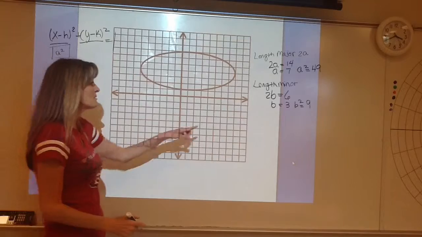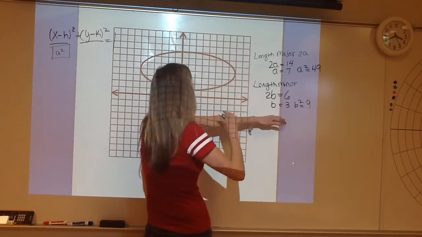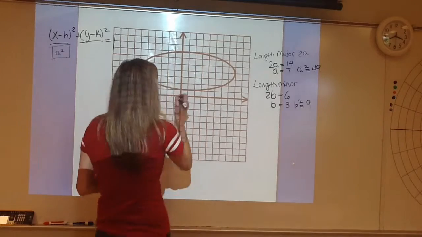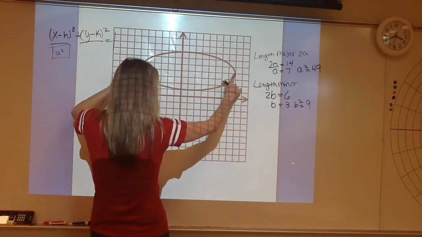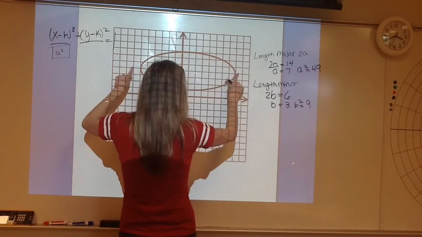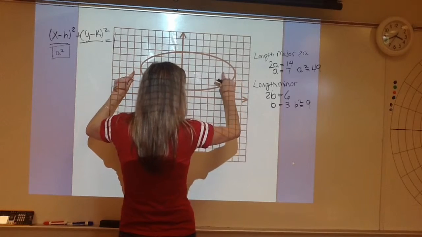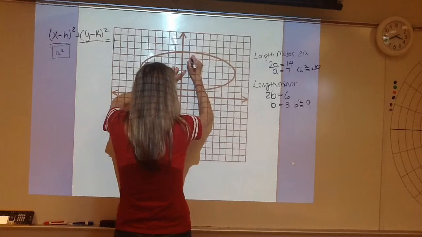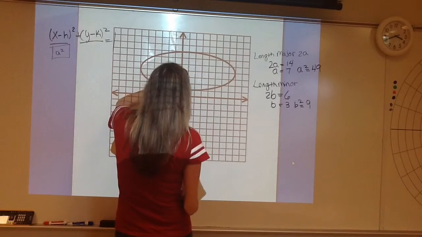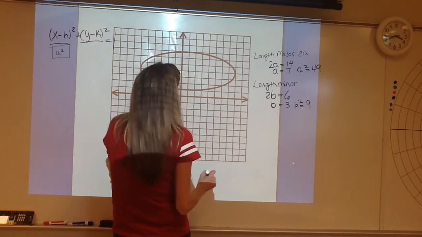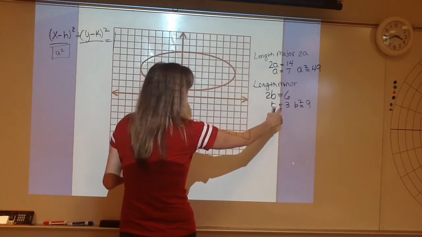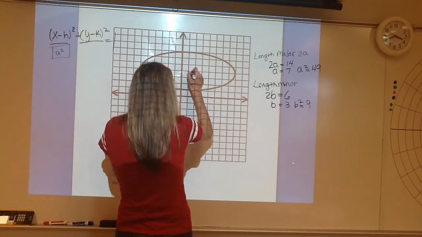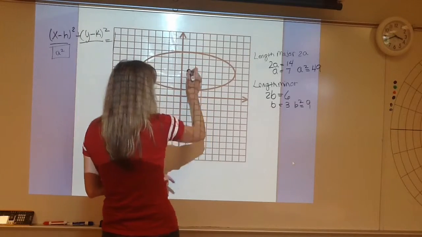By the way, that means that from my center, this top point is 3 units above and 3 units below. So I can find the center. I know the center is 7 units from this edge. So 1, 2, 3, 4, 5, 6, 7. So it's along here somewhere. And then I know that it is 3 units from the edge the other direction. So 1, 2, 3. So find your center.